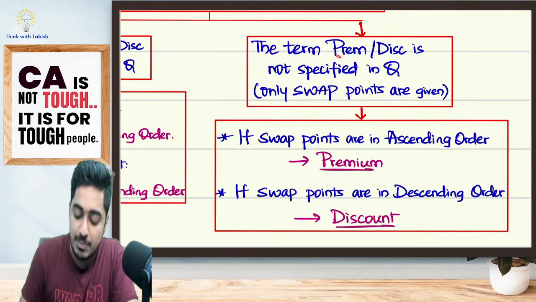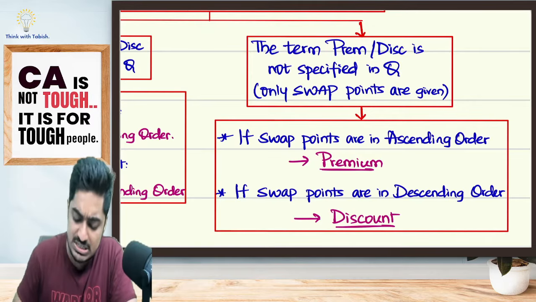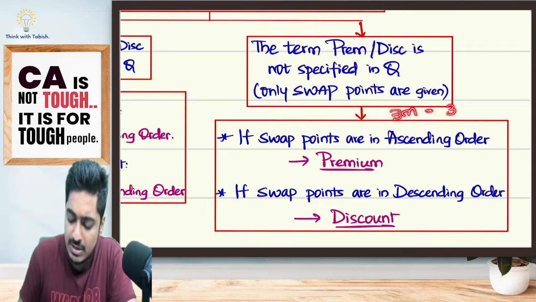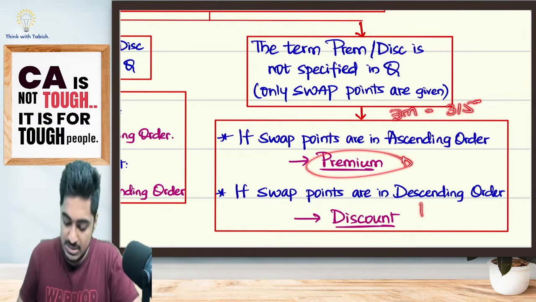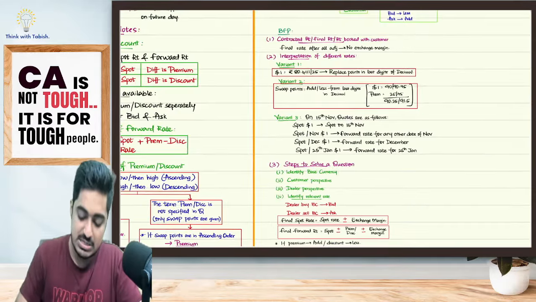If the term premium or discount is not specified and the question is just telling 3-month swap, 3/5, I will see: if it is in ascending order, it is a premium. If it is in descending order, it is going to be a discount. Okay, it is fine.